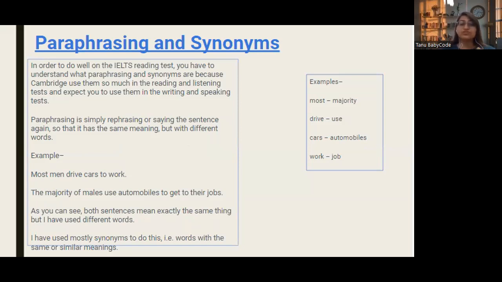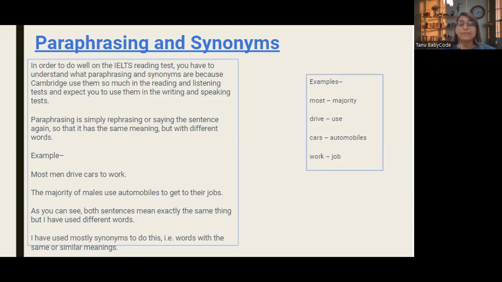It will be used in reading and listening tests, and they expect you to use them in writing and speaking also. The examiners, or the paper itself, use paraphrasing and synonyms in reading and listening, so you have to understand it. But when it comes to writing and speaking, you have to use your own paraphrasing and synonyms because it showcases your skills.